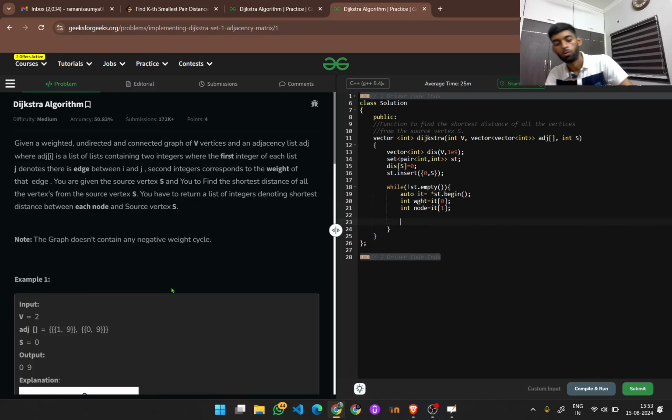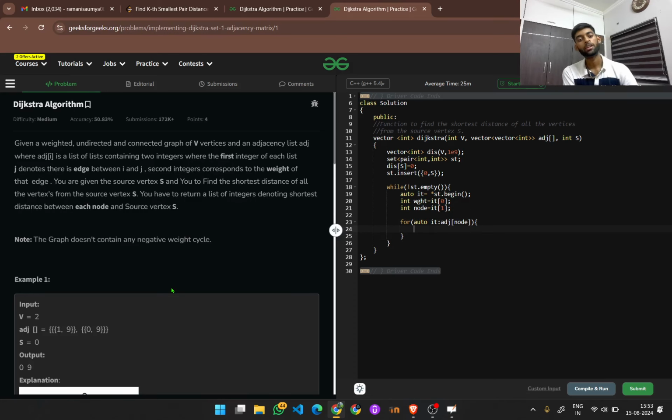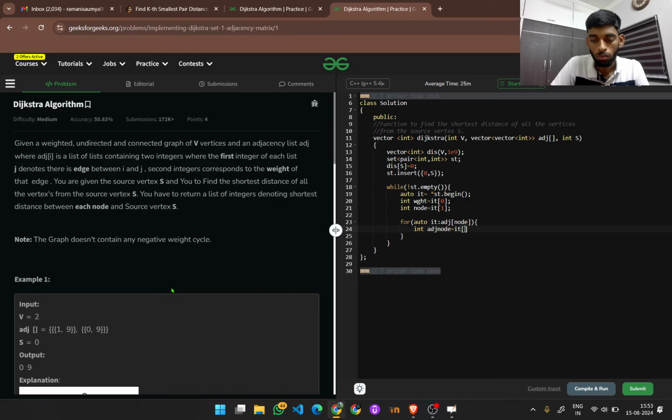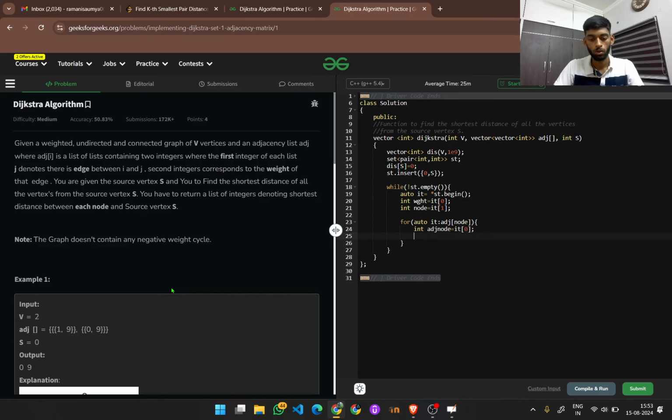Okay, now we will be iterating over the adjacency list or the pairs present or related to that particular node. Okay. Here also adj node equal to it of 0. Okay, it of 0, and int adj node weight equal to it of 1.